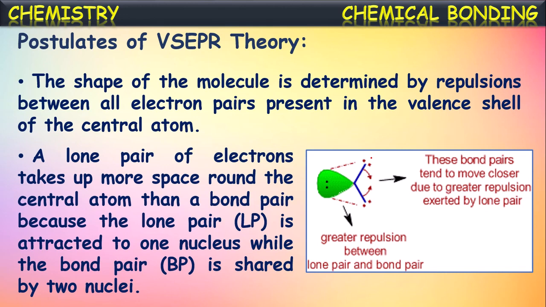In this way, the lone pair has more effect, and it repels the remaining pairs of electrons more, and it takes up more space around the central atom. This also has to be considered while predicting the shapes of molecules.